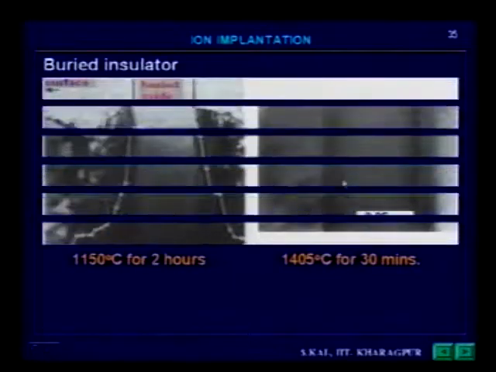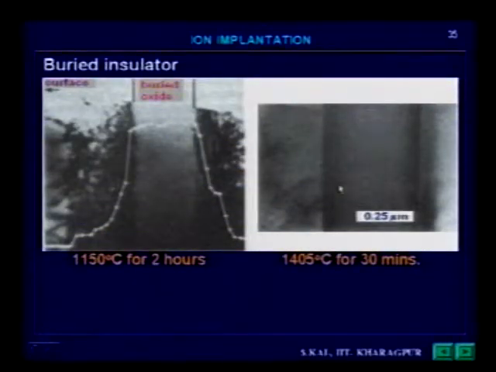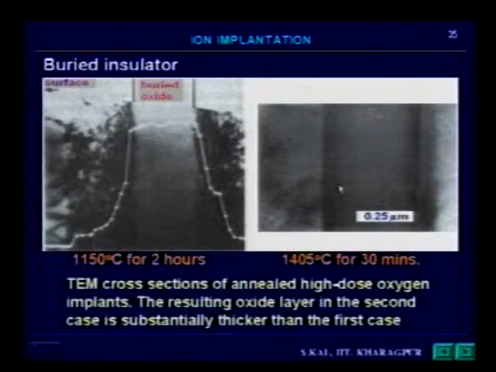after annealing how it looks. This is the TEM cross section of annealed high dose oxygen implants. The resulting oxide layer in the second case is substantially thicker than the first case. So here you see 1100 degrees centigrade for 2 hours, and here is 1450 degrees centigrade for 30 minutes. The temperature is very high.